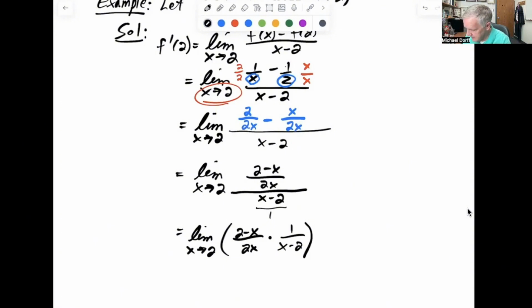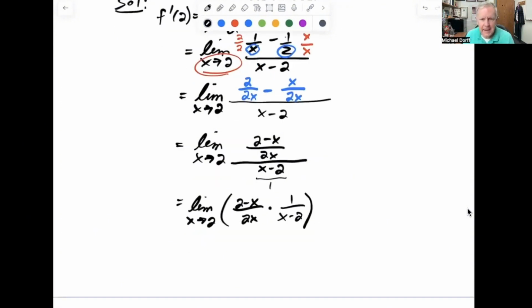And I have this. All right, now I look at this and I say that I can think of this as having just a 2 minus x in the top, and in the denominator, I have 2x times x minus 2.